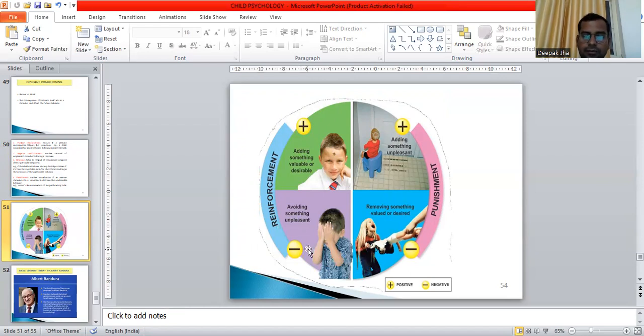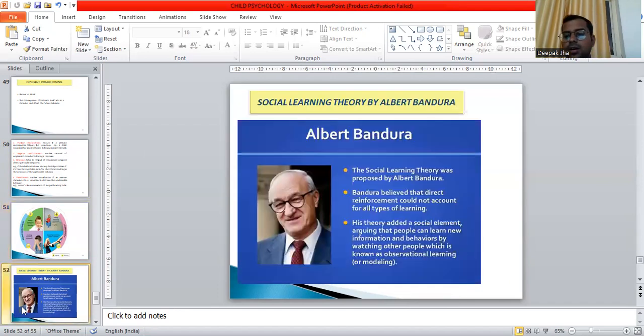So this is reinforcement, positive and negative. What is omission? Omission is removing something valued or desired. You take away the child's toy and tell him only after he cooperates will he get it back. And what is punishment? Adding something unpleasant. Okay. So this was regarding operant conditioning.